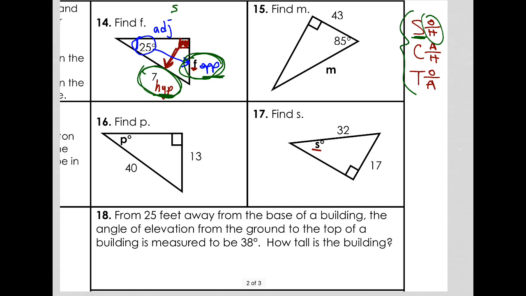So if we set it up, the format is always the trig function, the angle measure, which is 25, the angle that you used to mark up the triangle, equal to, well, whatever the function says. This function says it's equal to the opposite over hypotenuse. So opposite is f, hypotenuse is 7.